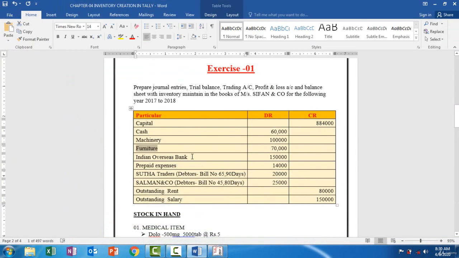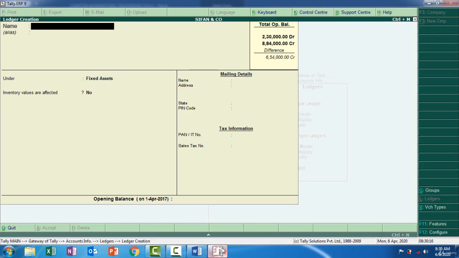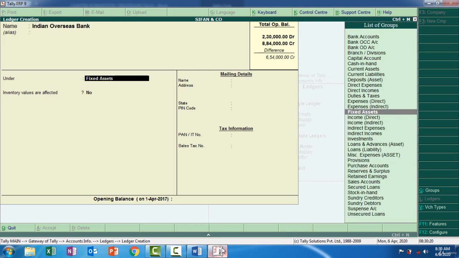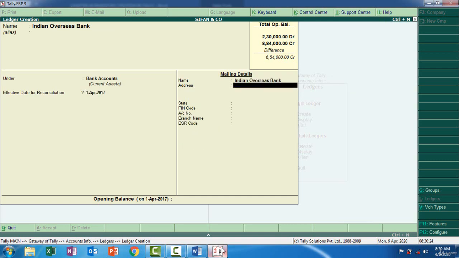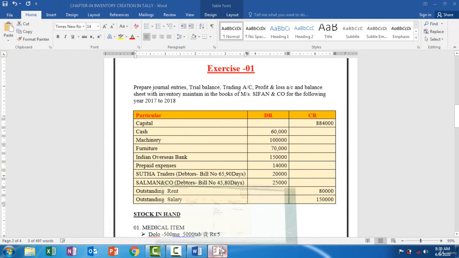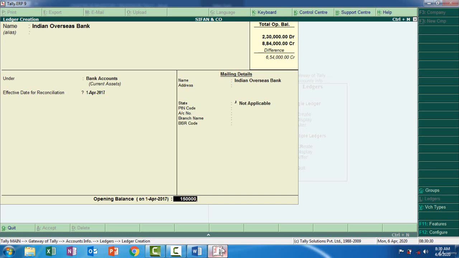The next one is Indian Overseas Bank. The company has an account there. The amount is 150,000. So I'm going to type here Indian Overseas Bank. It comes under the bank account. Then the amount I need to enter here is how much? 150,000.